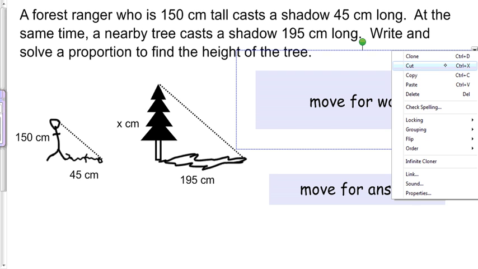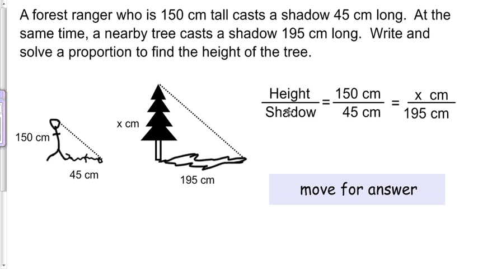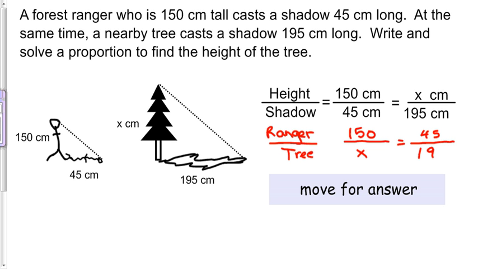So as I go to write my proportion, I have this set up as height over shadow. So I'm looking at first the ranger, height over shadow, and then the tree, height over shadow. If you set it up instead as the ranger compared to the tree, that would be fine as well, then one of your ratios is going to compare heights, 150 to X, and the other ratio is going to compare shadows, 45 to 195. Again, making sure that the ranger's measurements are on top and the tree is on bottom.